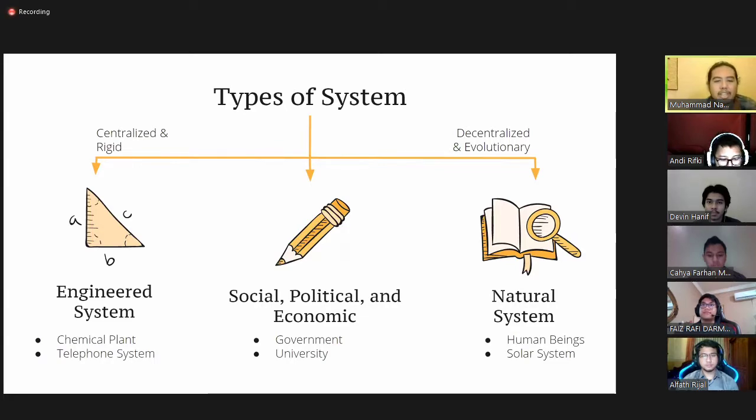Between those extreme systems, there's something in the middle called social, politic, and economic. And the examples are government and university. As a system leans towards the left side of this chart, or into engineered system, it becomes more centralized and rigid. On the contrary, if a system leans towards the right of this chart, or into natural system, the system becomes decentralized and evolutionary. Next.